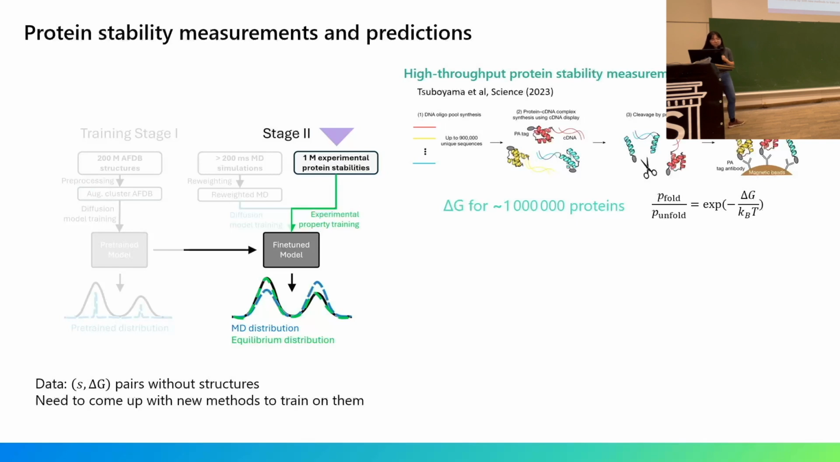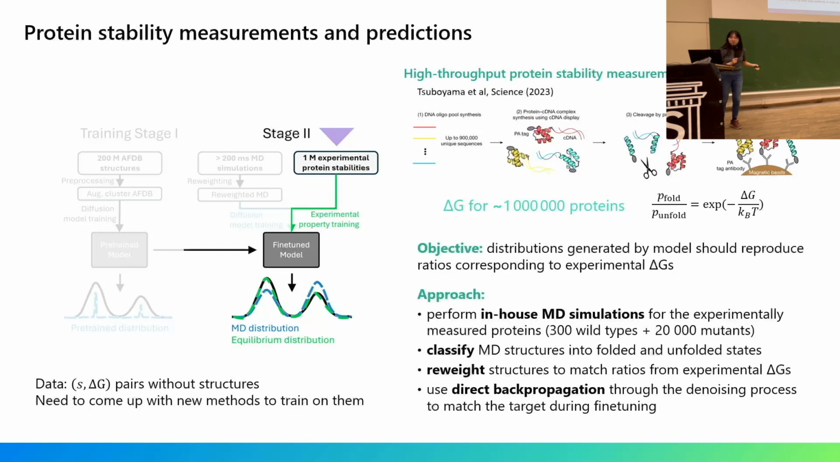Basically, the data that we have is sequence and delta G pairs. They provided 1 million entries, and for each entry there's one sequence and one number, this delta G, associated with the sequence. But none of them have any structures. So if we have a model that predicts structure, we don't have any supervision label. How can we actually use this data to train a model?